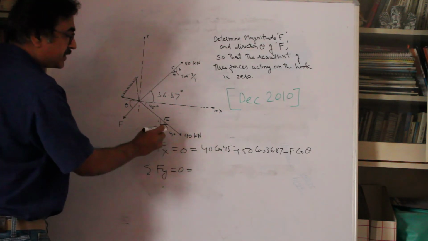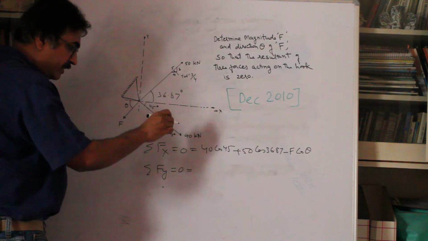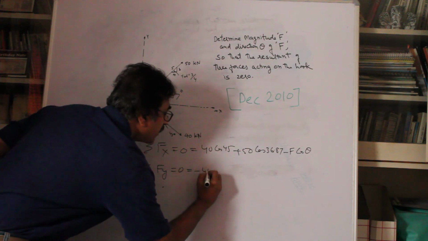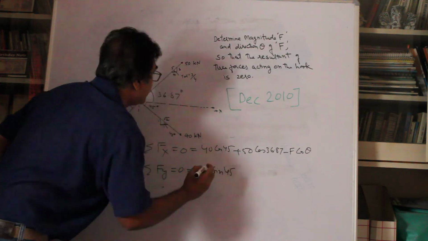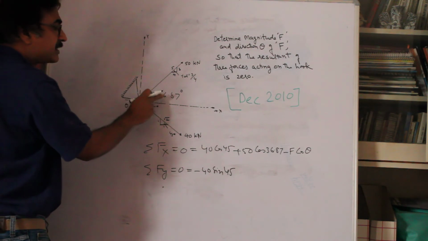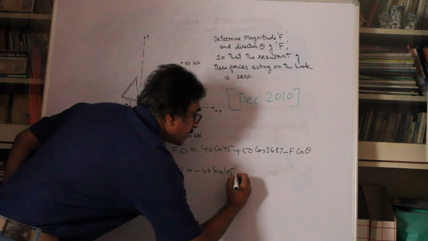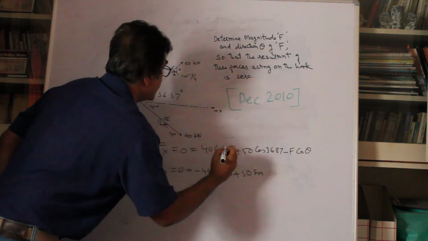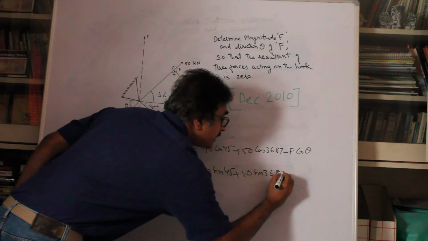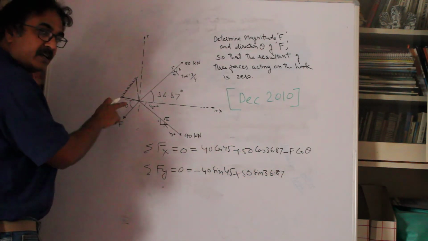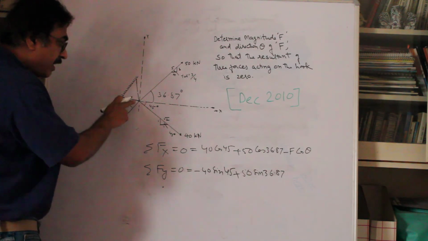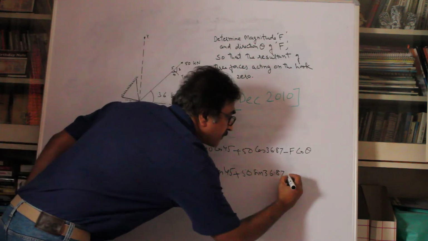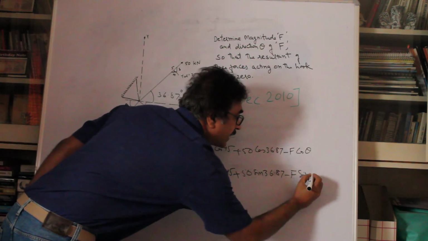Similarly, sigma fy is equal to 0. So resolve this force. This is going to be resolved in the downward direction with sine of this angle. So it is minus 40 sine 45. This force vertically with sine of 36.87, so it is plus upward 50 sine 36.87. And this force F resolved vertically, that means it will be away from the origin, so when you resolve it vertically it will be downward, so it's minus F sine theta.